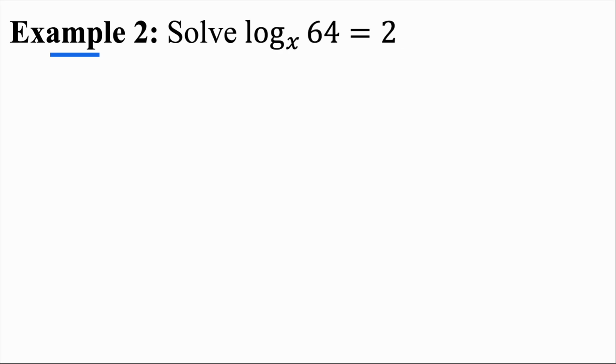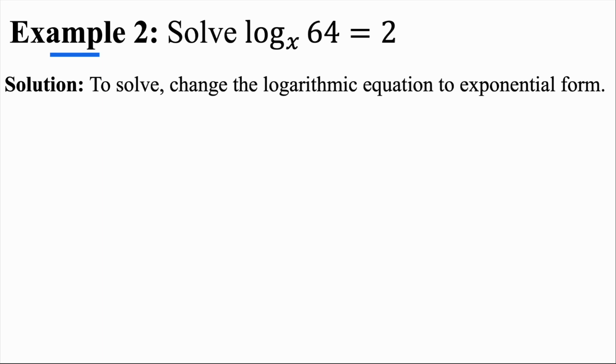Example 2, we have the following equation. Our unknown variable in this case is our base. Remember, the definition of the logarithm states that the base of the logarithm must be positive but not equal to 1. Okay, so in order to solve this equation, we're going to convert this to exponential form first, by taking the base of the logarithm raised to this power is equal to 64.